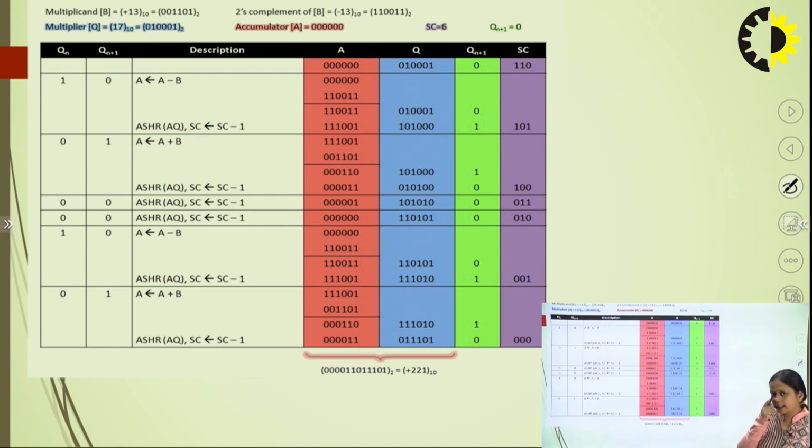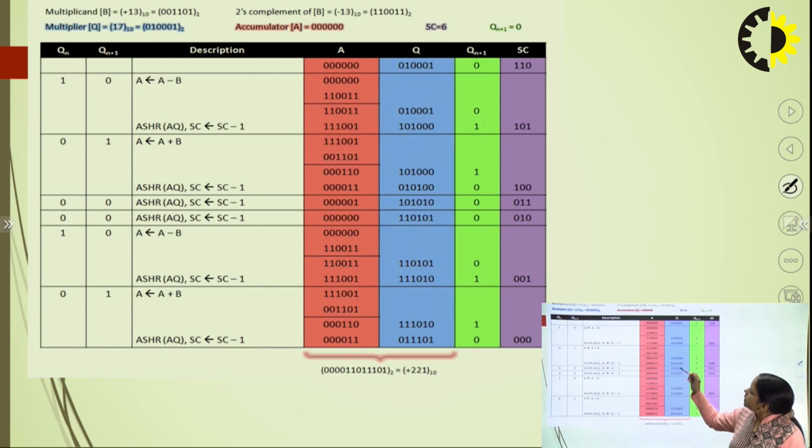You can see here, this is another example of Booth algorithm. In this case, we are taking the two values plus 13 and plus 17. We are going to multiply the two values plus 13 and plus 17 here. The multiplicand is plus 13 and the multiplier is plus 17. That is why plus 13 is stored in the BR and the multiplier, which is 17, is stored in the QR. And we have taken 2's complement of the 13 also. So, this is the 2's complement of the 13 value here.